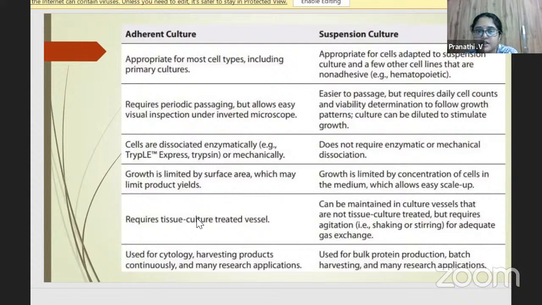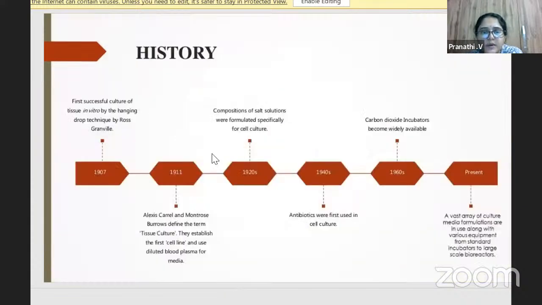And dissociation is done by different kinds of mechanical or enzymatic methods in the case of your adherent culture. Whereas in the case of suspension culture, you do not require any kind of enzymatic or mechanical dissociation. Instead, you can just take and isolate the cell strains, in fact. Of course, for bulk production and all of that, you use a suspension culture, whereas an adherent culture is usually for research purposes.